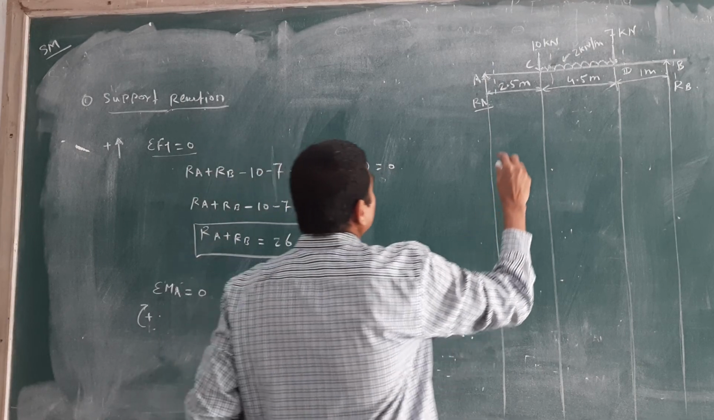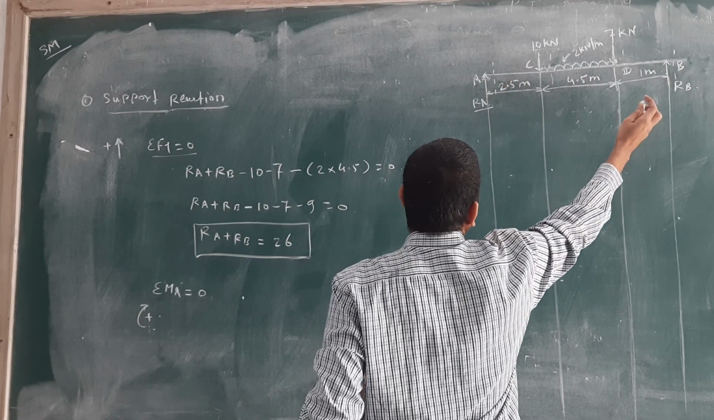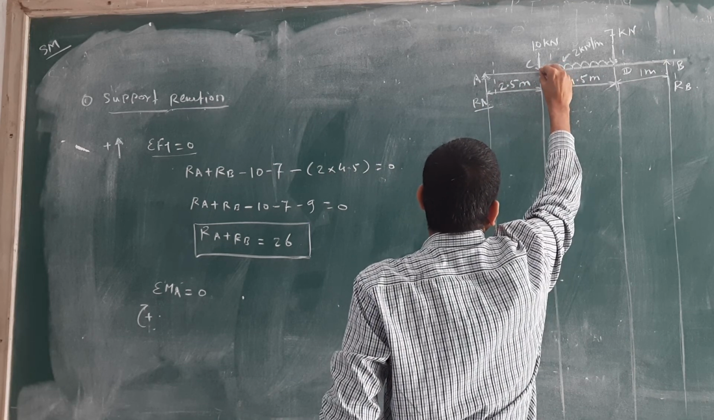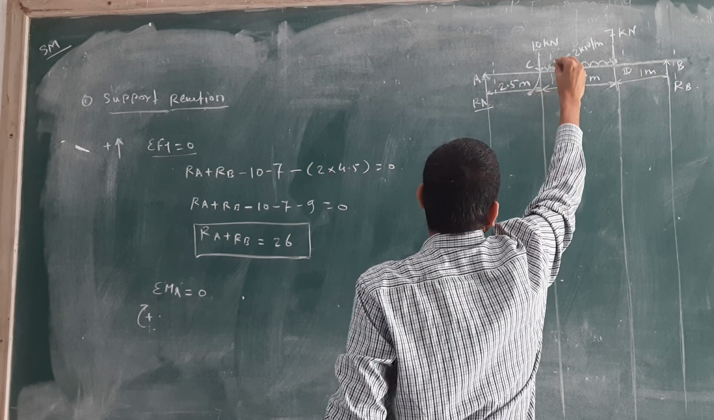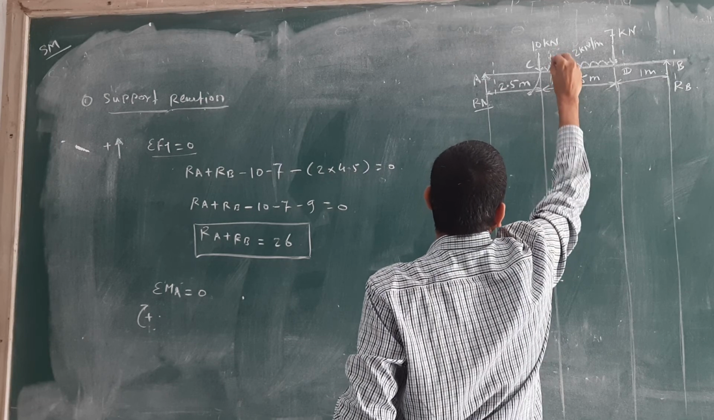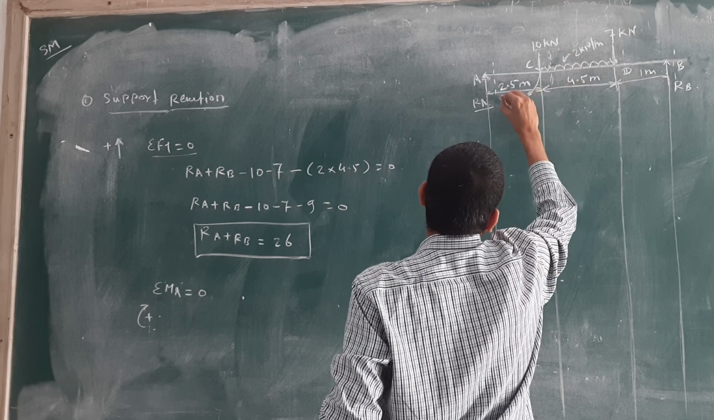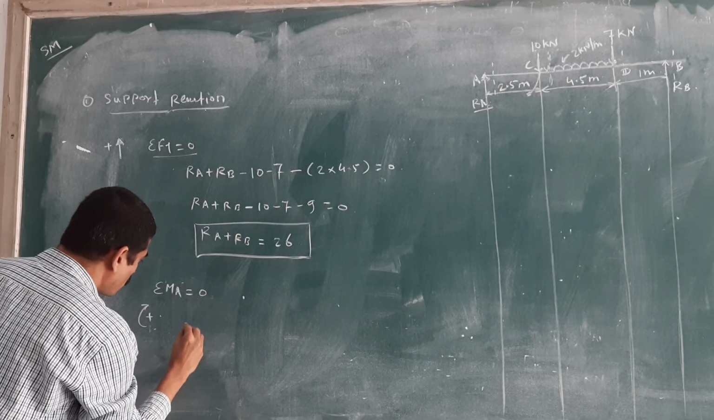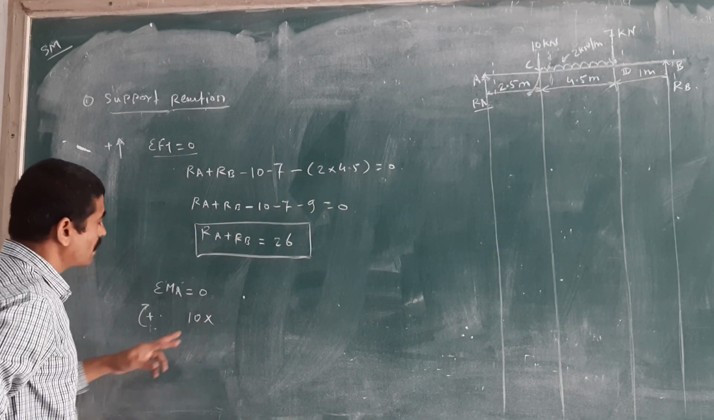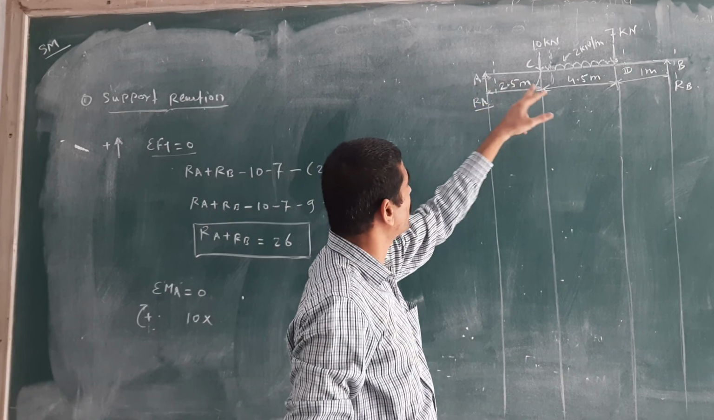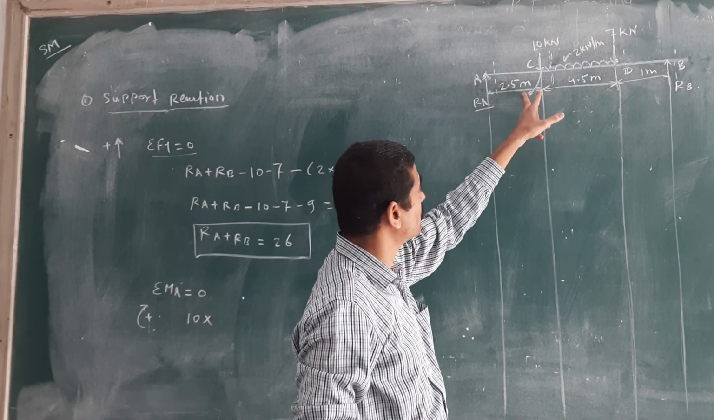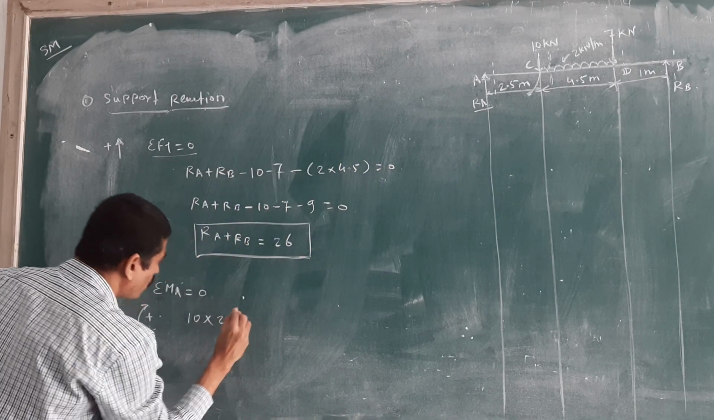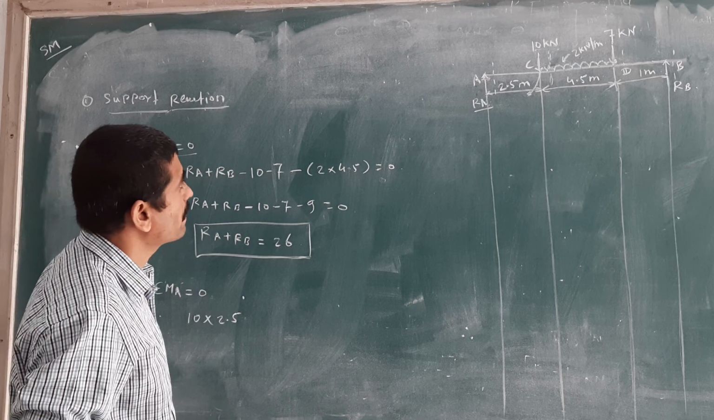Check that at point A, we are coming from right to left. The force at C, in which direction is it going? We have considered the section here. This is going in the clockwise direction, that's why positive: 10 into distance. What is the moment? Force into distance. 10 into the distance up to point A. How much distance is given? 2.5 meter.